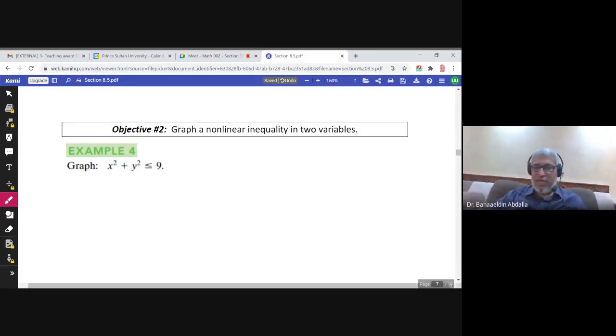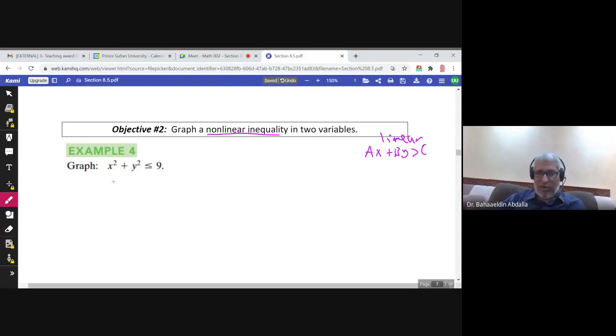Now the second objective is the graph of a nonlinear inequality in two variables. Nonlinear inequality, so we may have x squared, y squared, a log, or an exponential function. Remember the linear inequality, ax plus by greater than c or less than c. This is linear, but in a nonlinear one we will not have x to the power 1 and y to the power 1. How to graph? The same steps.